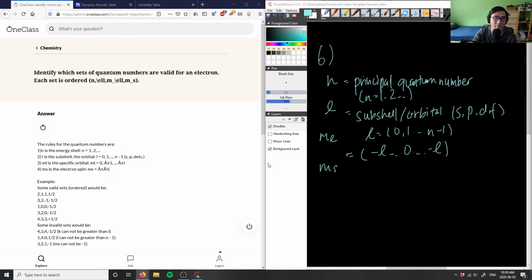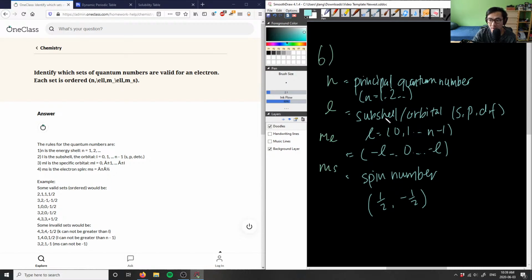And then finally you have MS here. And MS, we don't really talk about it that often. It's more so just a spin number here. We don't talk about this much because it's either half or negative half for an electron. For a different particle we have different spins, but don't worry about it. So we have these four guys here.